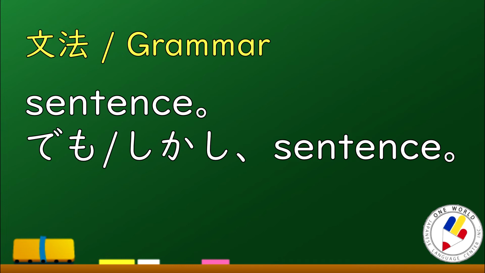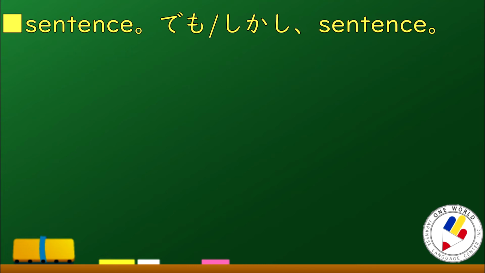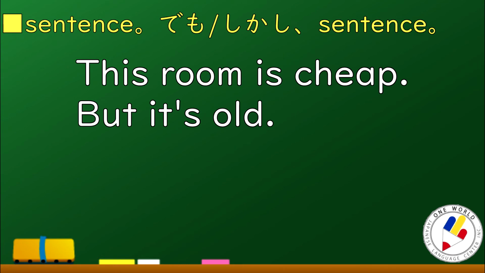Let's study sentence, demo or shikashi, sentence. Demo and shikashi can be used to connect two sentences to show contrast. They also function as but or however. Let's try some example sentences. This room is cheap, but it's old.